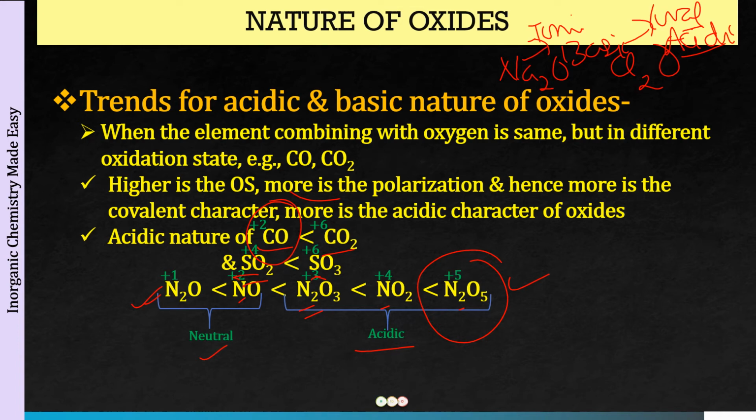Another thing you can remember here is that carbon monoxide is also a neutral oxide. We have just three neutral oxides: one is carbon monoxide and the other two are N2O and NO. These are the only neutral oxides that we have.